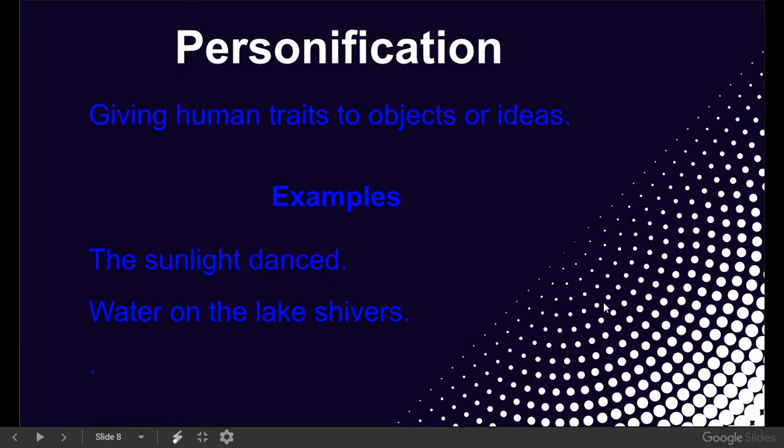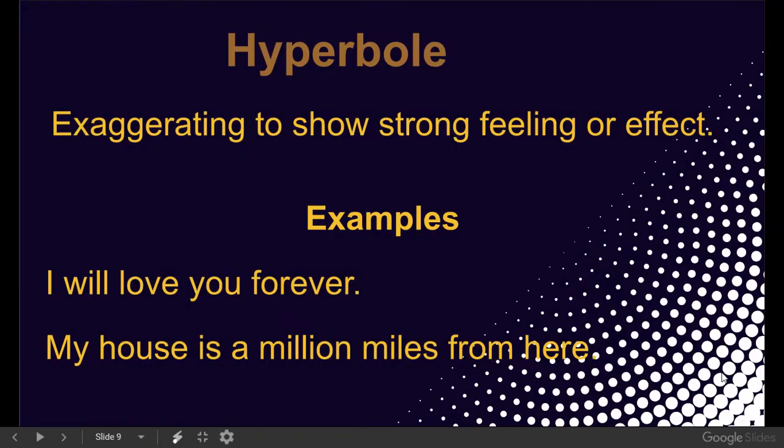Personification is when you give human traits to objects that are not human, or ideas, non-human things. The sunlight danced. Only humans can dance, and so the sunlight, which is not human, is now given a human characteristic or action, so that is personification. Water on the lake shivers.